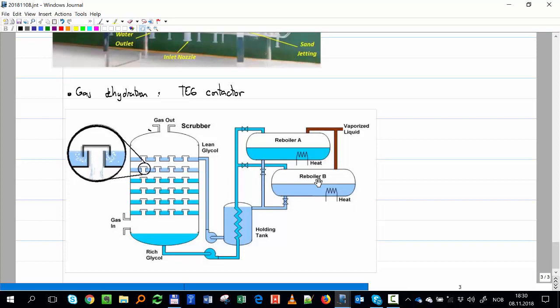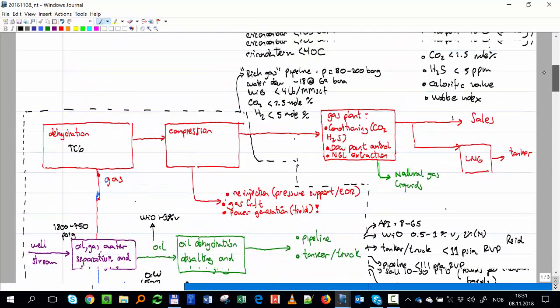Usually this is the process I use because it's very efficient, and it's expensive, but it's very efficient. This usually has to be run at high pressure. I think the pressures of these are around maybe 800 psig, and the temperature of the reboiler is something around 400 Fahrenheit. So it's a process that needs a lot of energy just to regenerate this TEG. Okay, then we have one more process to cover before we go to the fun part.